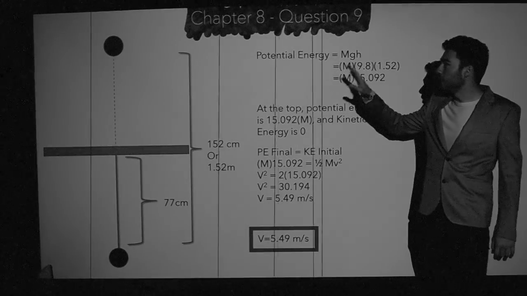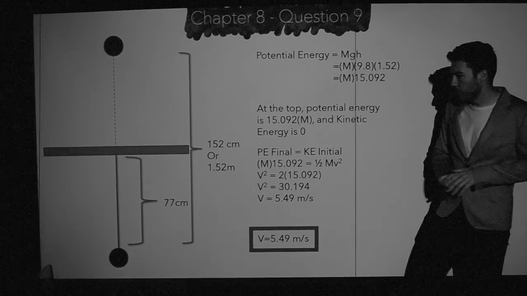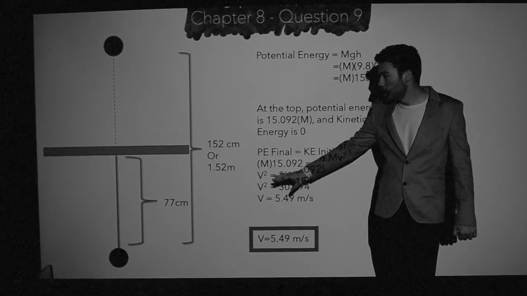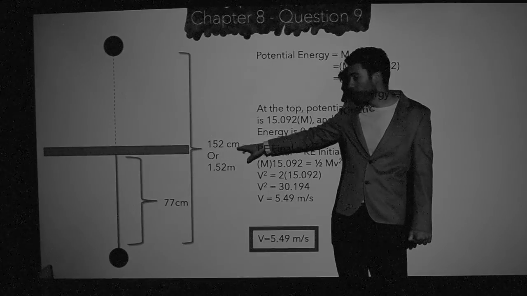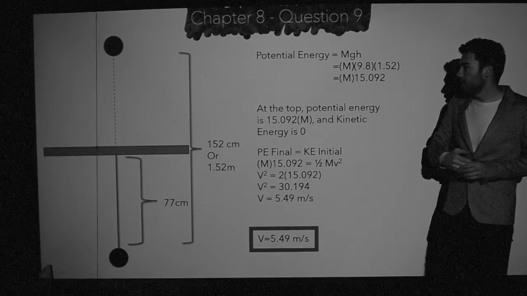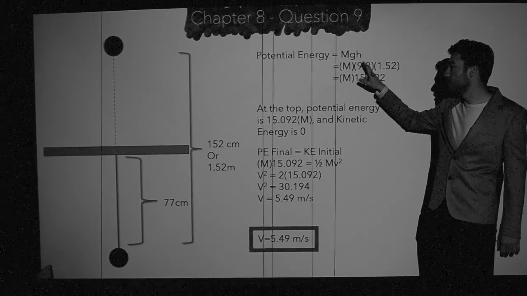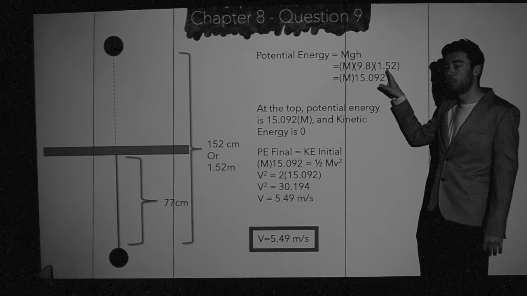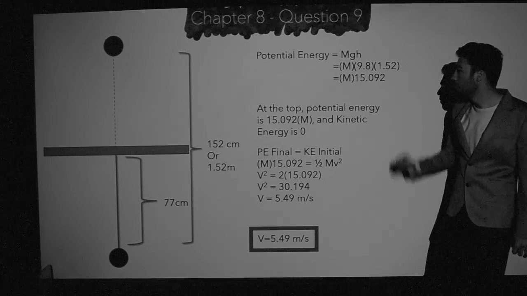Alright, so we will be doing chapter 8, question 9. As stated in the question, the length from the horizontal axis to the ball is 77 centimeters, which means it does a full rotation. The height is going to be 152 centimeters, or 1.52 meters. So the potential energy is going to equal mass times gravity times height. That is m times 9.8 times 1.52, or m times 15.092.